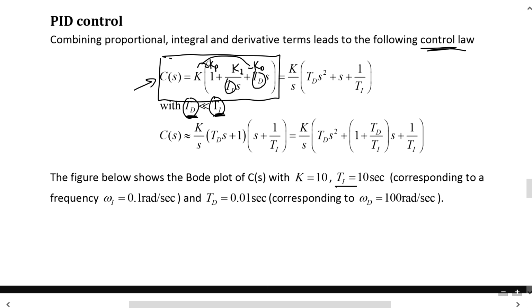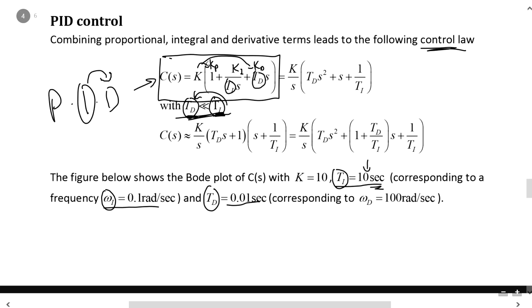So now, if my TI equals 10 seconds, which corresponds to 0.1 radian per second, this is the frequency for your integral. As you can see, your TI is larger than your TD. Your TD is 0.01 second, your TI is 10 seconds. So this is the rule, TI must be larger than TD. Please remember that your integral must be larger than D. Or in other words, you can remember by PID, so I must be greater than D because it comes before it.